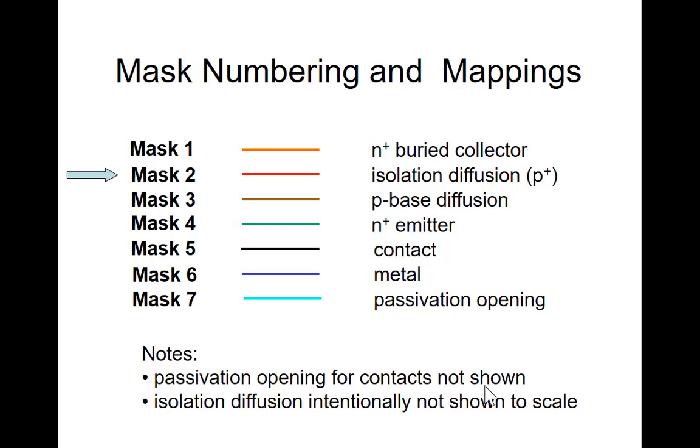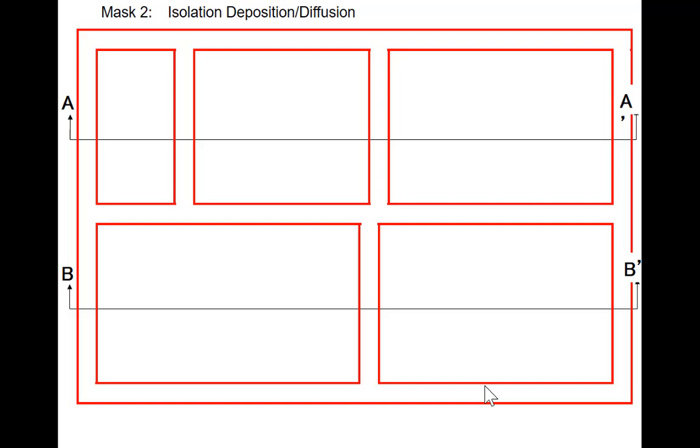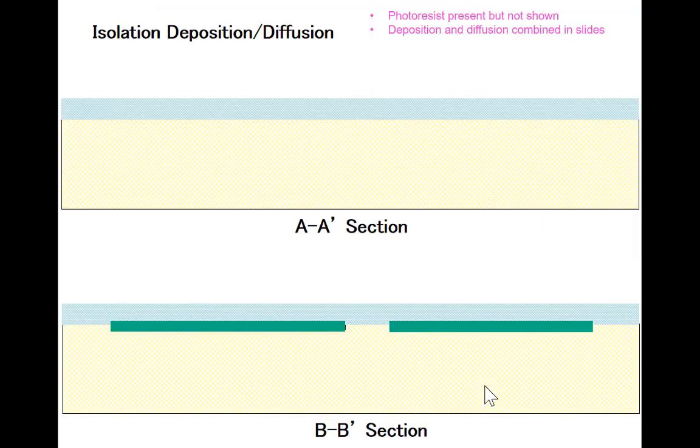So here's mask 2. Here's the mask. Now, there's a photoresist that has to be applied and exposed and developed and eventually removed. I'm not going to show the photoresist steps. I'm just going to show what happens now after we put this isolation diffusion in. So here is the top and the cross-sectional view.